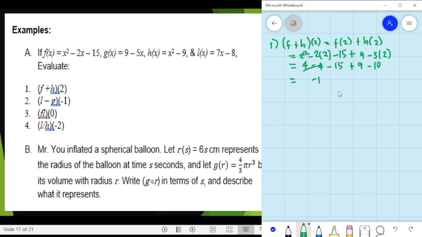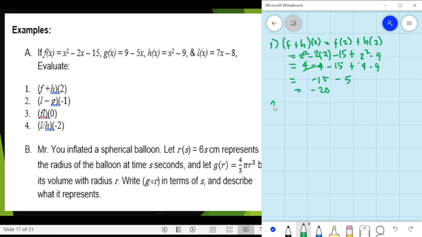h. Ang atong h is x squared minus 9. So it should be 2 squared minus 9. So this is 4 minus 9. So kani negative 15 minus 5. So the answer is negative 20.